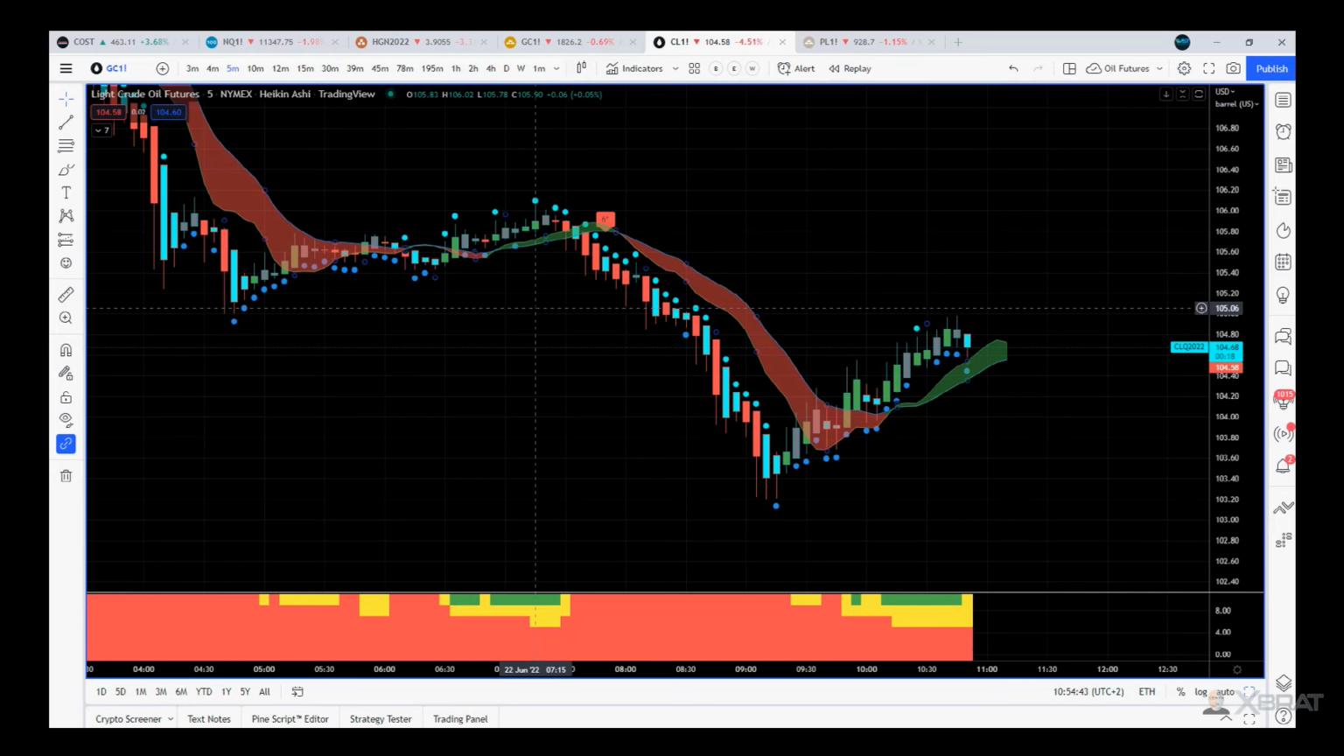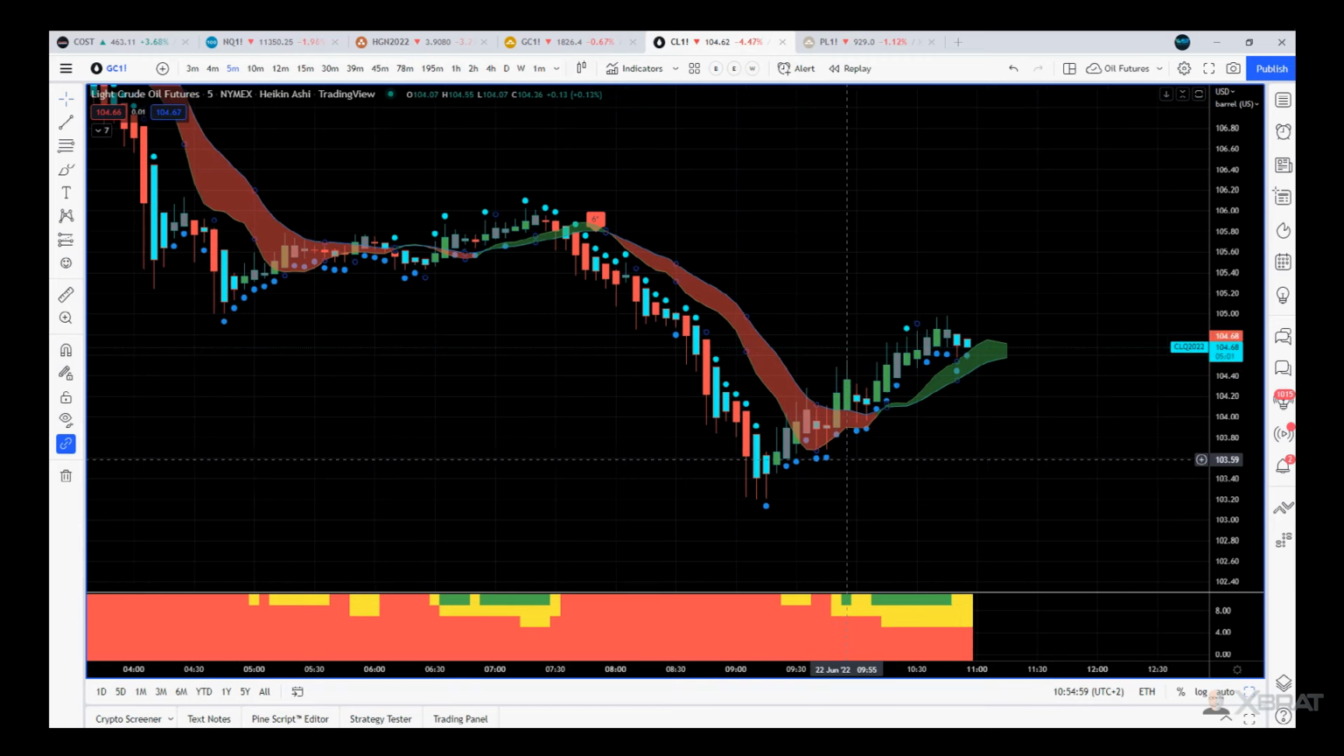That goes all the way into the European Open, which is 9 a.m. down on my chart here. You can see that oil does reverse at that point. So we're trying to get in that futures volume before the stock market opens, and it's a very, very good set of tools.